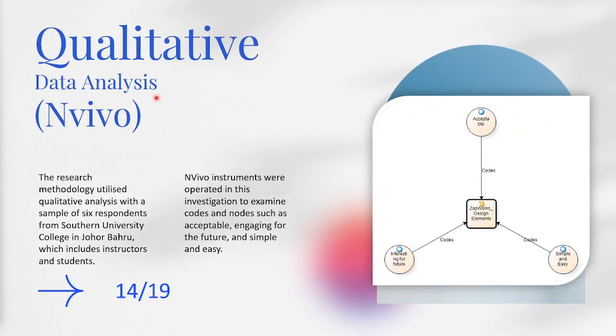Next, qualitative data analysis. I'm using NVivo as the instrument. The research methodology utilized qualitative analysis with a sample of 6 respondents from Southern University College in Johor Bahru, including the instructor, educators and students. NVivo was appropriate for the investigation to examine quotes and notes such as acceptable, engaging for the future, and simple and easy. You can see here what was generated by NVivo.